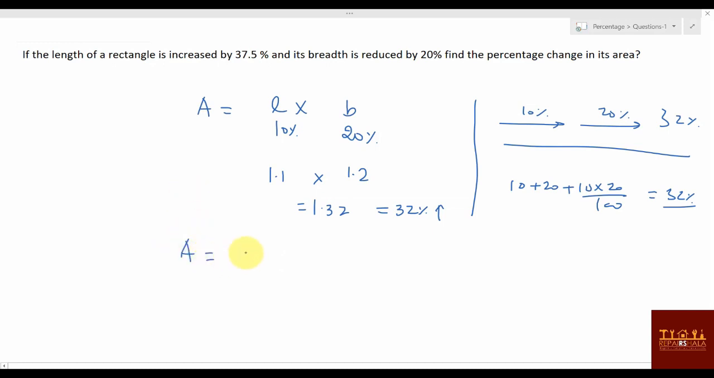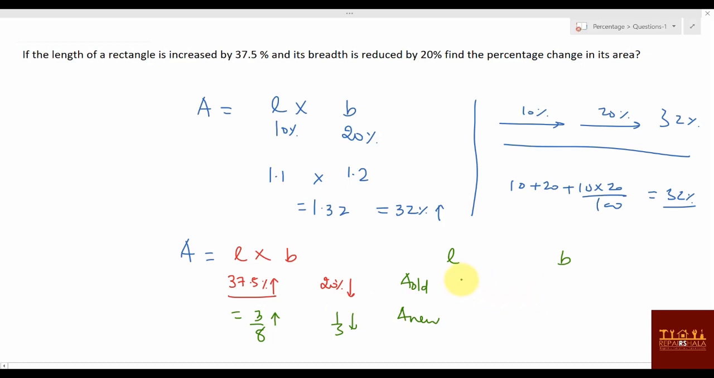Again it is given area equals length into breadth. How much increment here? 37.5 percentage. And in breadth how much? 20% reduction. What I told you, whenever you get something like this, it will be a little difficult. So from there you can go with the method of ratio. Length, breadth, area old and area new. 37.5% is 3 by 8 increase, 20% is 1 by 5 reduction.